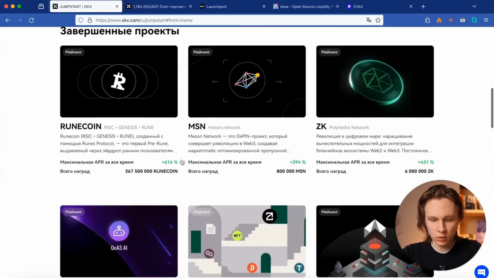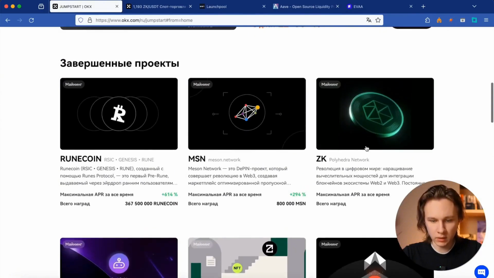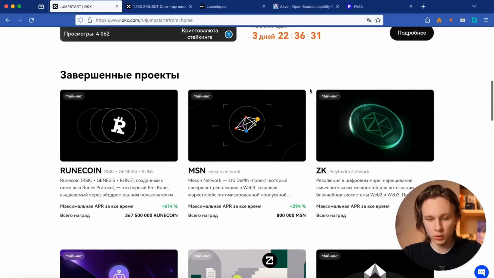As an example, let's look at completed projects. I will take those in which I personally participated. The last 2 are ZK and Mason. I did not participate in Runcoin because I do not always have free capital that I can allocate to these activities, as sometimes it is working for me elsewhere, where I get a higher return.